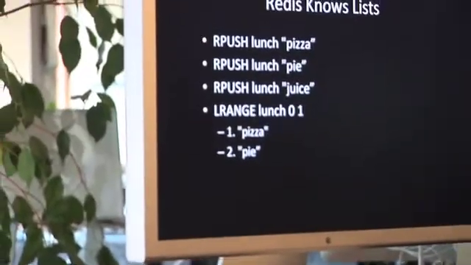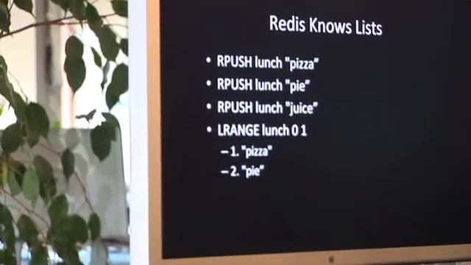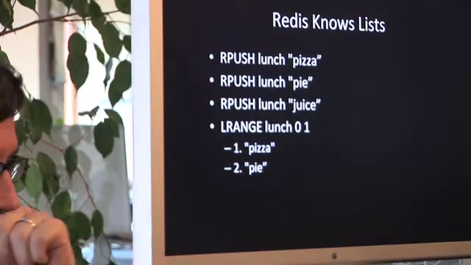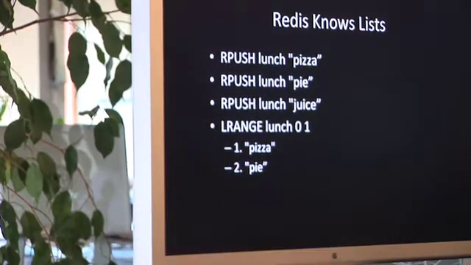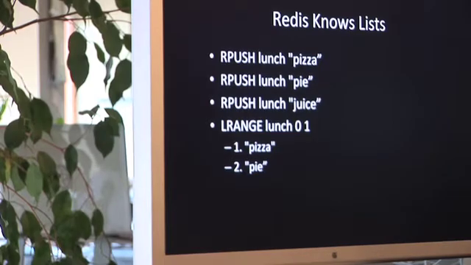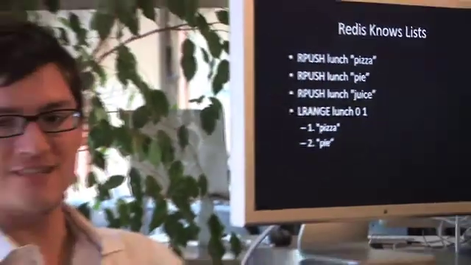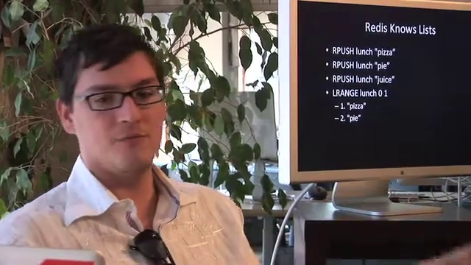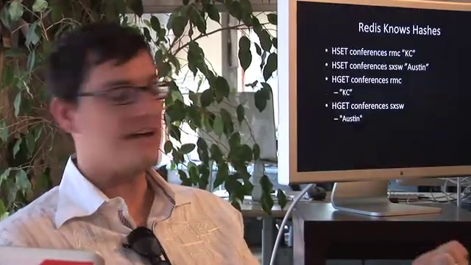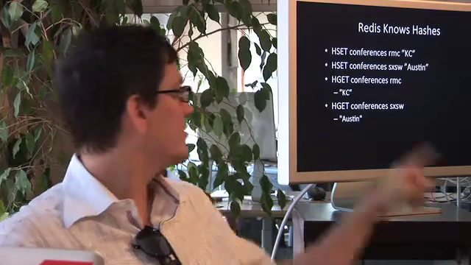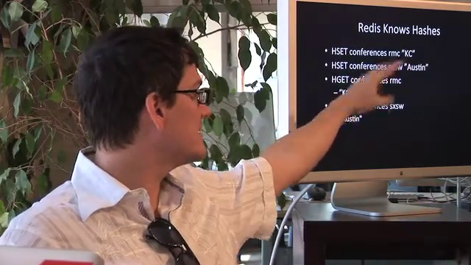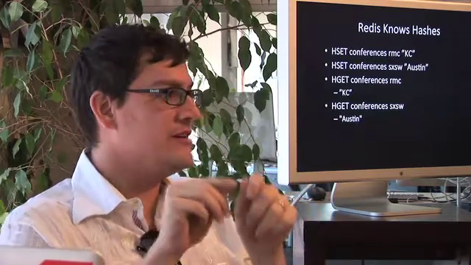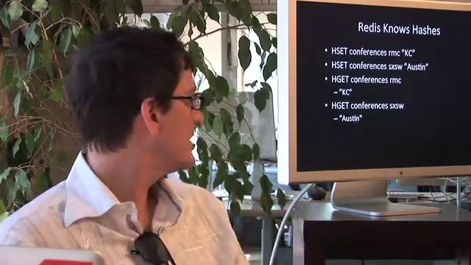Unlike a standard key value store like Memcache, where it'll just have a key of a string and a value that will be a string, Redis can do things like lists. You can push lists of values and then say, oh, give me back all of the contents of the list, or just give me a couple. It can do hashes as well. In this case, you've got your key, which is conferences, and then the hash field, and then the hash value.